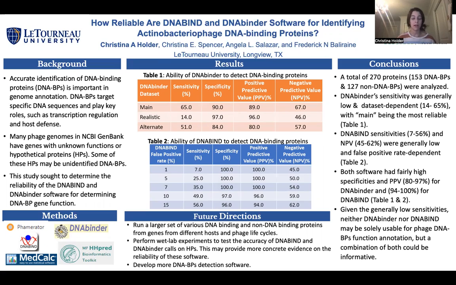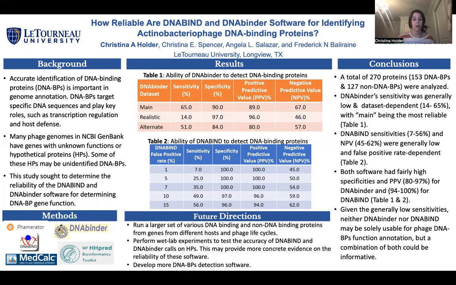So in the end, I ran a total of 270 sequences, of which 153 were DNA binding and 127 were non-DNA binding. So the data of the reliability of these softwares can be seen in these tables represented as sensitivity, specificity, positive predictive values, and negative predictive values.